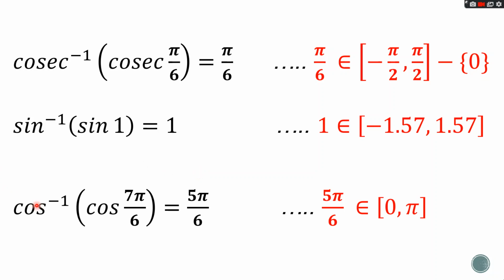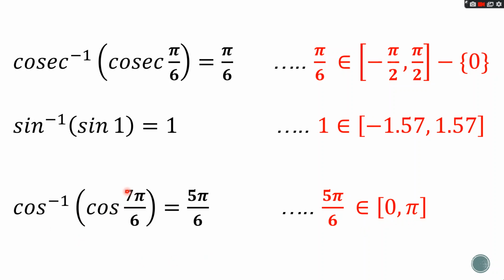Next one. Now cos inverse of cos 7 pi by 6 is equal to, can we say it is equal to 7 pi by 6? Can we write it as 7 pi by 6? No, because 7 pi by 6 means you can write it as pi plus pi by 6. That means angle will be in the third quadrant. And for cos inverse, what we require is interval 0 to pi. Value should lie in the interval 0 to pi.